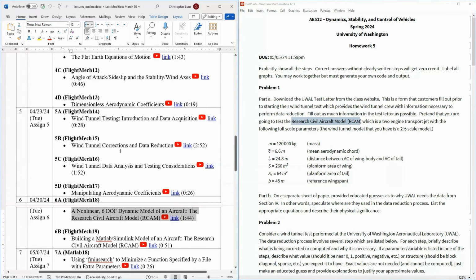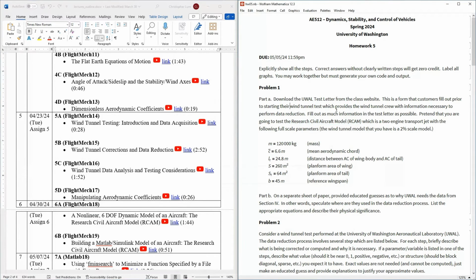So I'd like to think about this week in week 5. Let's say you want to drop into the wind tunnel with this aircraft and test it. How would you go ahead and do that? So problem 1 is just fill out that test letter and then make educated guesses as to why the wind tunnel needs all that information. Okay, so that's problem number 1.